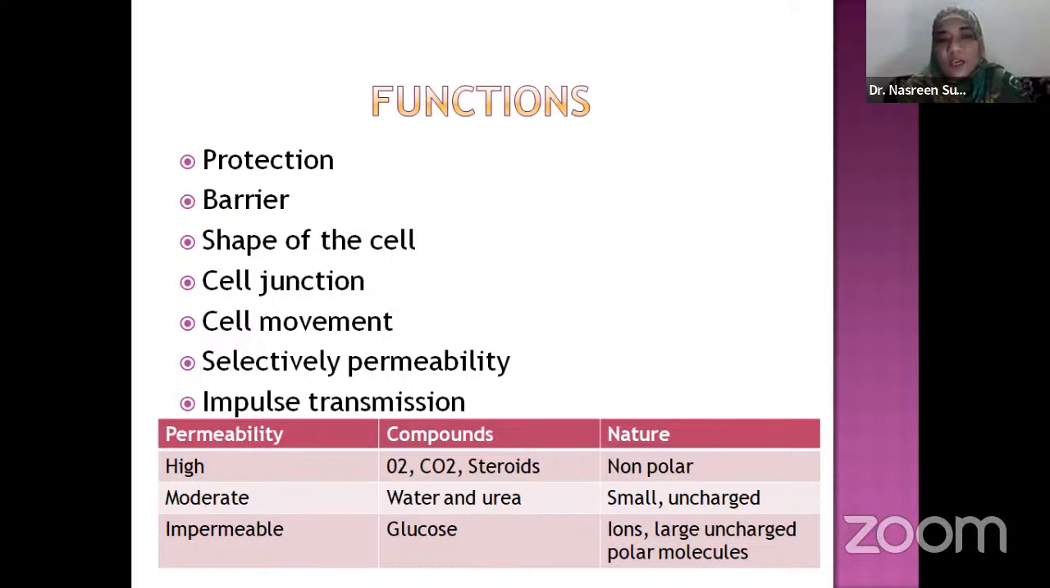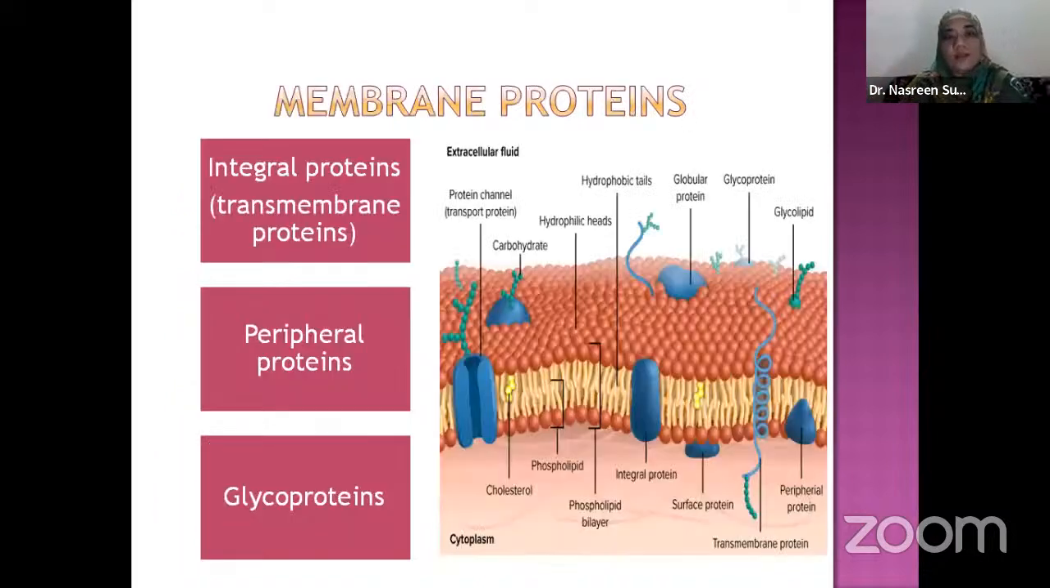Now you will think, okay, why do we need to remember this? But you have to remember this because when you go for pharmacology, you will be studying about drugs, and the permeability of the drugs will be like this only. Lipophilic drugs will be easily absorbed, whereas hydrophilic drugs will not be absorbed. So this knowledge we are applying there. Next, coming to the membrane proteins.